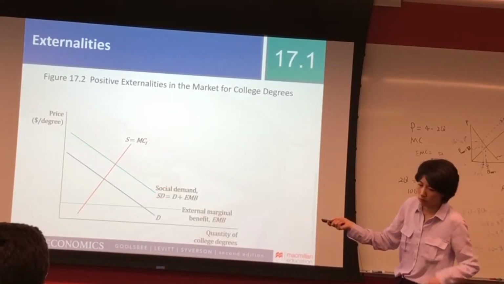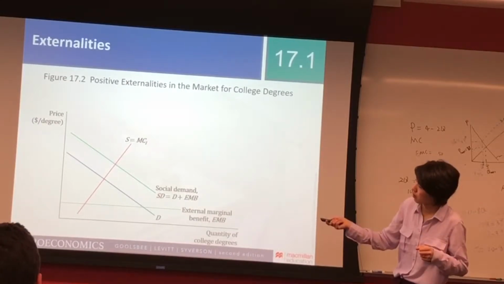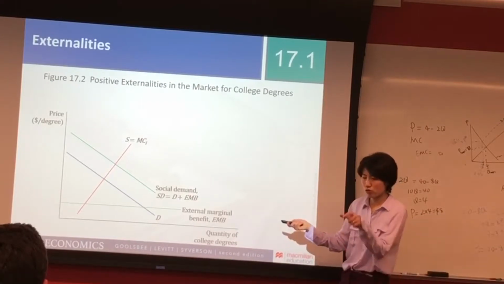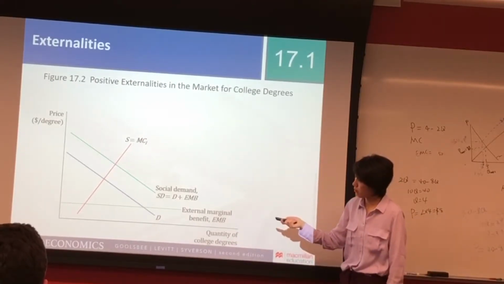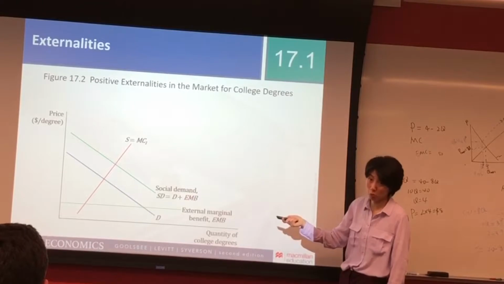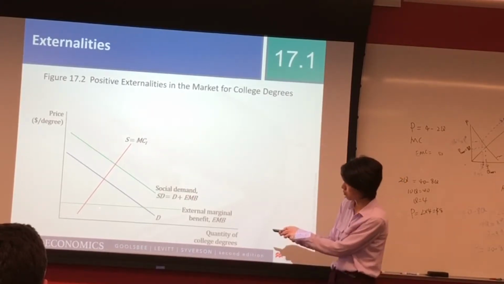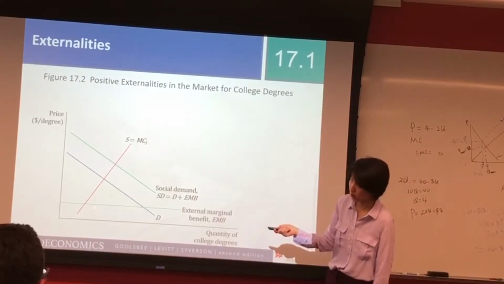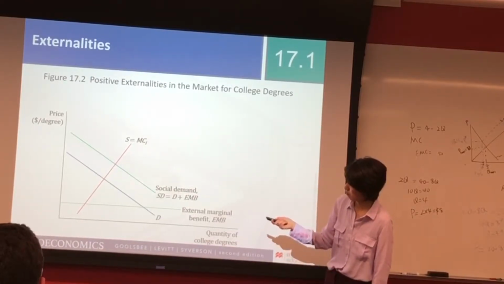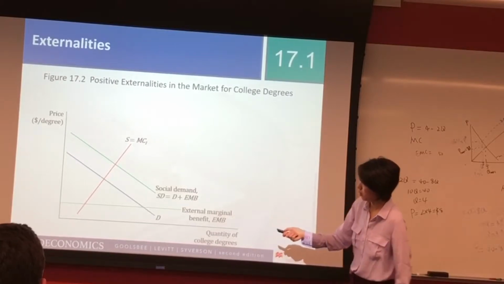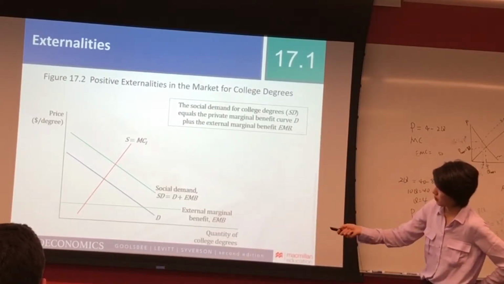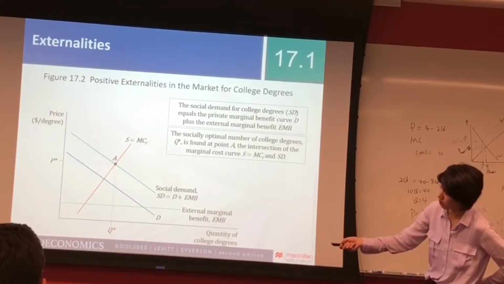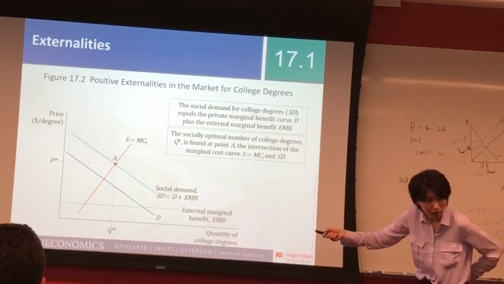Because there is a positive externality, the social benefit is different from the private benefit. Social marginal benefit is the private marginal benefit plus the external marginal benefit. So this size is the external marginal benefit. The sizes are the same. You get a social demand. It gives our socially efficient quantity of college degrees and price.